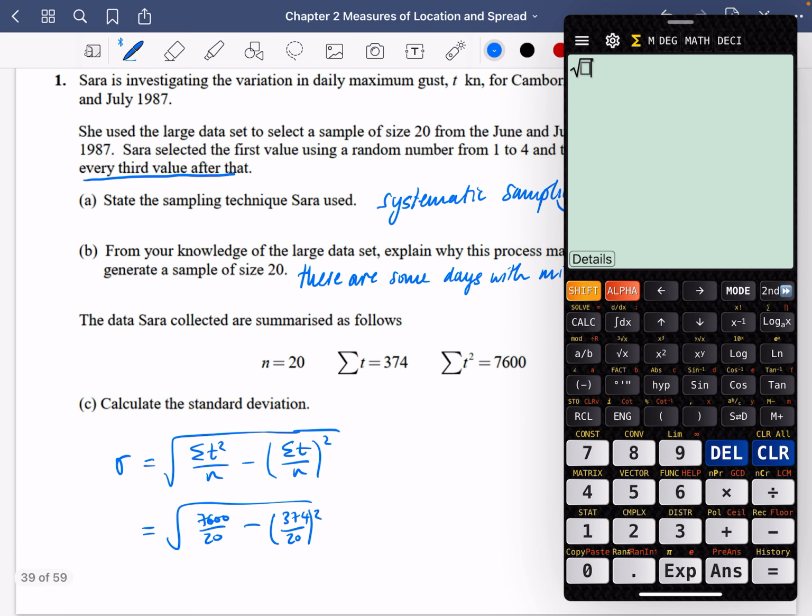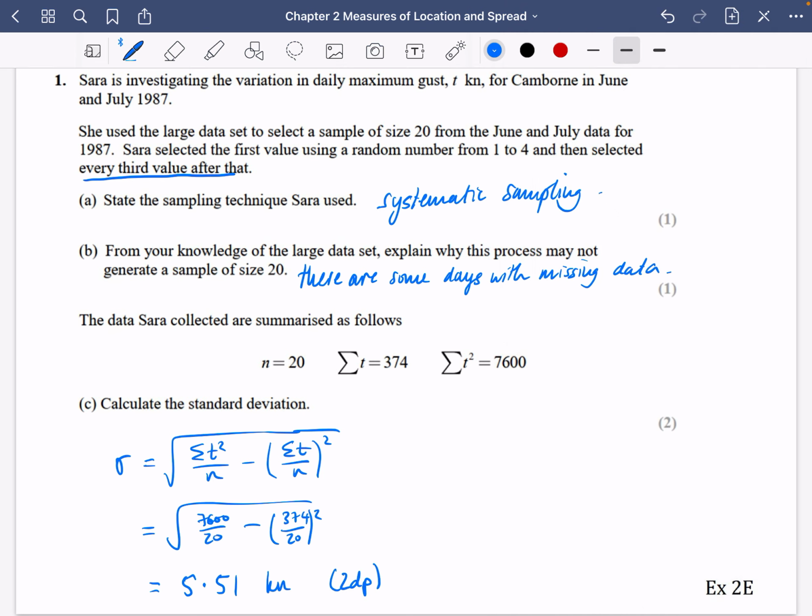So let's do this on a calculator. We're going to have 7,600 divided by 20 minus 374 divided by 20, all squared. So the answer is that our standard deviation is 5.51 knots to 2 decimal places.